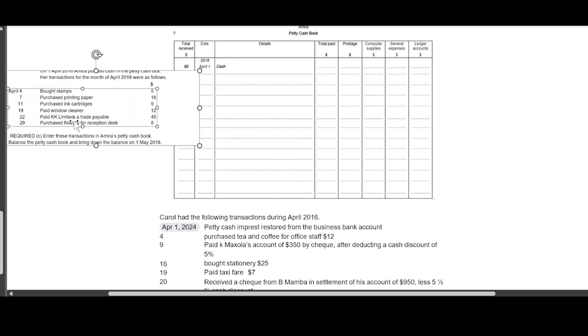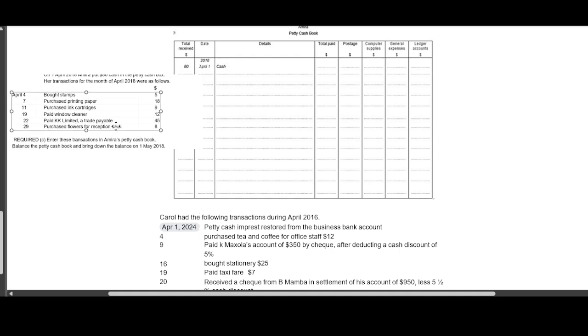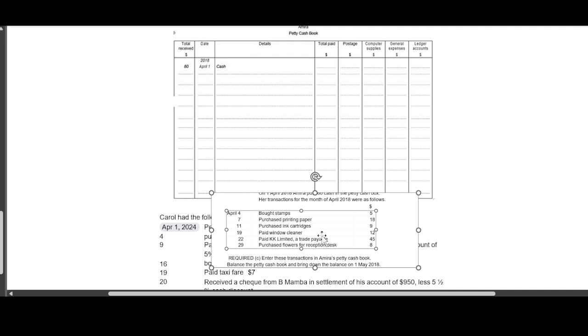Now, first expense: they bought a stamp. So on the 4th you have to write down stamp, and the total amount is 5. So stamp will come in postage and stamp. Finish. Then on the 7th you purchased printing paper of 18.